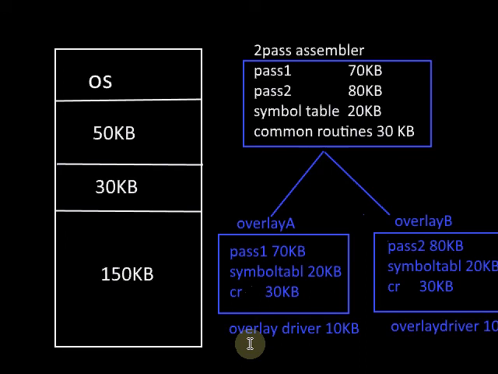So including the driver, what is the total memory required for overlay A? 70 plus 20, 90, plus 30, 120, and 130 KB. And the memory required for overlay B is 80 plus 20, 100, and 140 KB. Hence, each overlay can fit into the partition which is of size 150 KB. Thus, we can load first overlay A to the memory, execute it. Then we can replace it with the next overlay, overlay B, and execute pass 2.